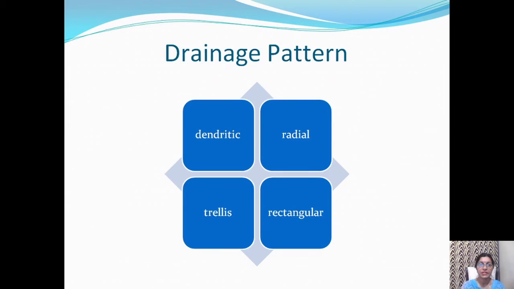Drainage pattern is the arrangement of a river and its tributaries. The drainage pattern is the result of the nature and structure, topography and slope of an area. We will read about 4 drainage patterns in this chapter: dendritic, radial, trellis and rectangular.